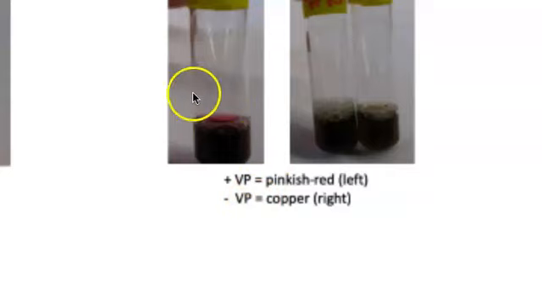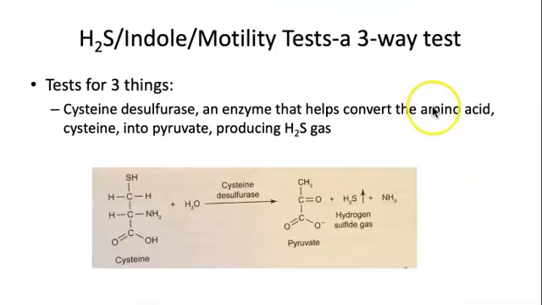So this tube on the left shows a color change to pinkish red. That's positive for the VP test. And then the color's a little hard to see here, but more of a brownish copper color is negative for the VP test.